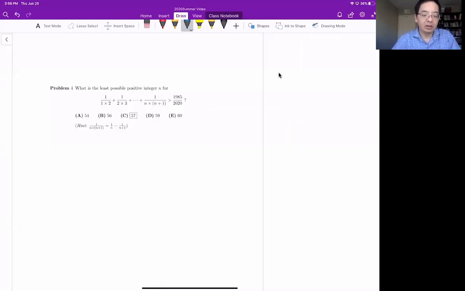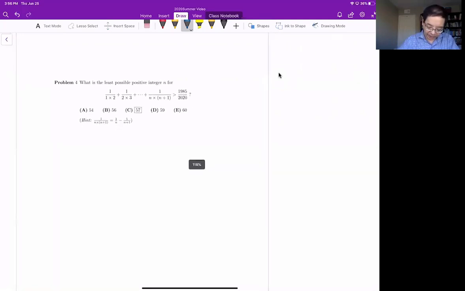Okay, so now let's look at problem number 4. Again, it is a fraction problem. On the left-hand side, we have an addition of fractions, and on the right-hand side we have 1985 over 2020. We're going to solve this inequality. For things like this, if you don't know the trick, it is quite hard.